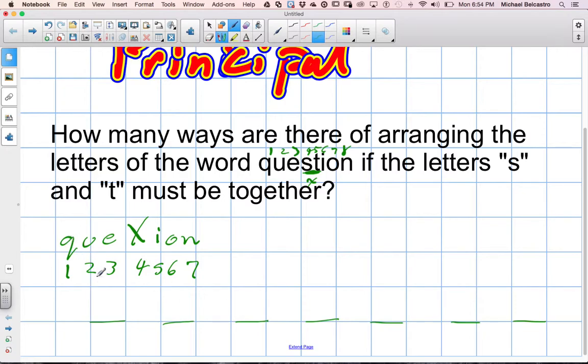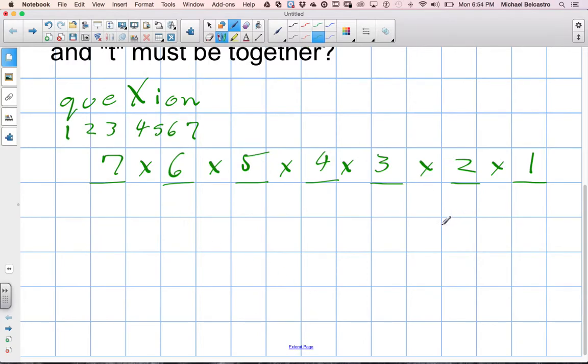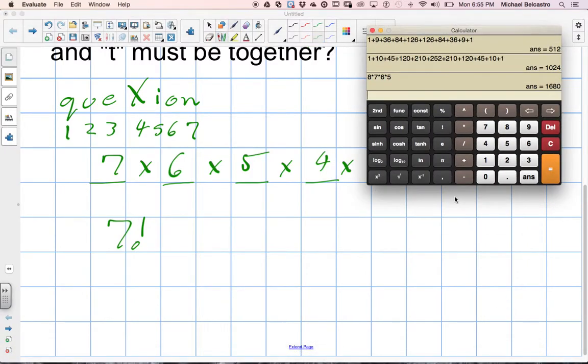So when we first start choosing letters, we have 7 options. And then as we go down, once that option's gone, there are now 6 options, then 5, then 4, then 3, then 2, then 1. So this is essentially how it's set up. The idea is that 7 factorial will give us how many there are. 7 factorial, I think it's 160.